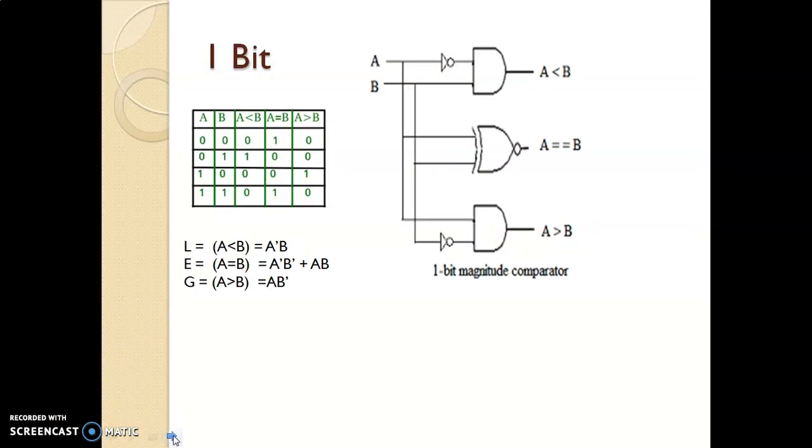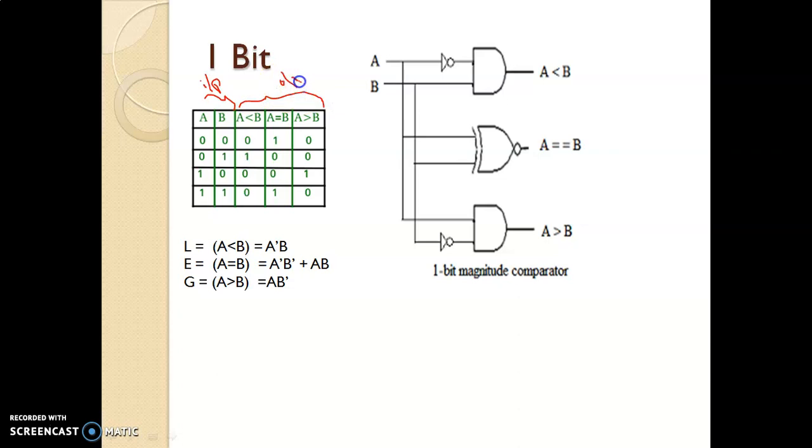First we will start with how you can design a 1-bit magnitude comparator. A 1-bit comparator means that your A and B consist of only single bits. So let's see the truth table first. Your A and B are single bits, and A and B represent your inputs, and these three are your outputs.